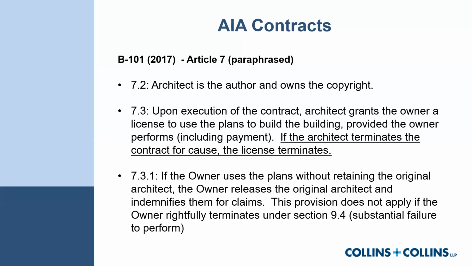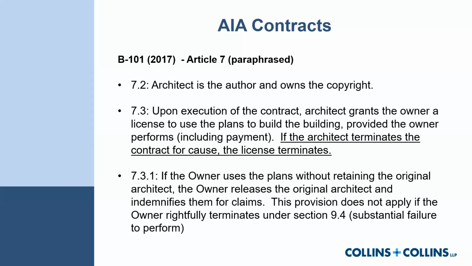If you look at 7.3, on execution, the architect grants the owner a license to use the plans to build the building, provided the owner performs, which includes paying the architect. And if the architect terminates the contract for cause, for instance for not being paid, the license terminates. Remember we talked about one of the things you want to watch out for is a perpetual license. You have a provision here that makes it clear that if there's termination for cause, that license is done.